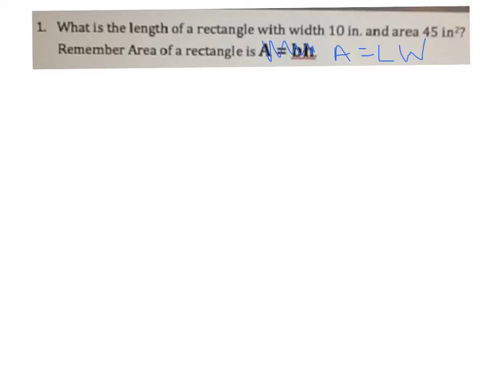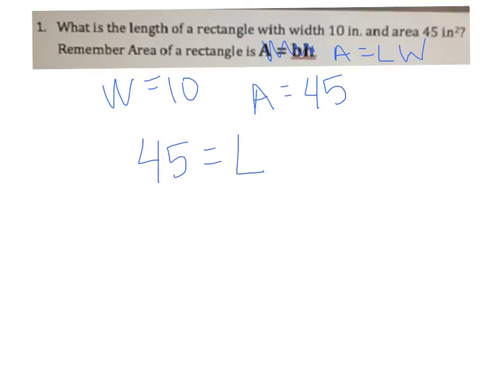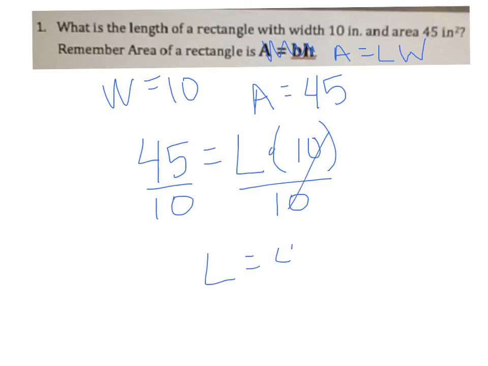So they give us W. They tell us that W equals 10. And they tell us that the area, or A, equals 45. So we just need to plug in what we know and then solve for what we don't know. So if A is 45, we have 45 equals, we don't know what L is, times W, which is 10. So how am I going to get L by itself? Well, the L and the 10 are multiplied, so we can divide both sides by 10. So we get L equals 4.5.